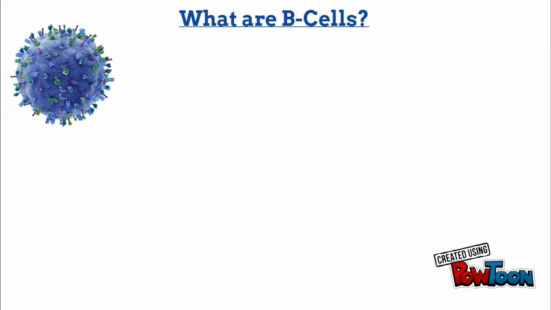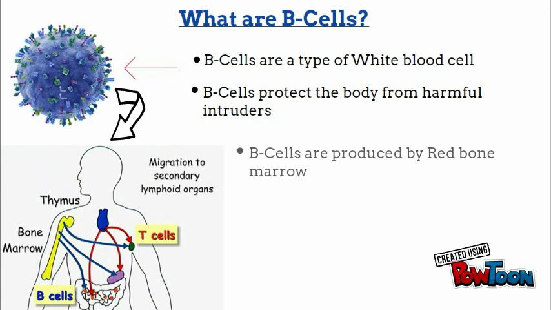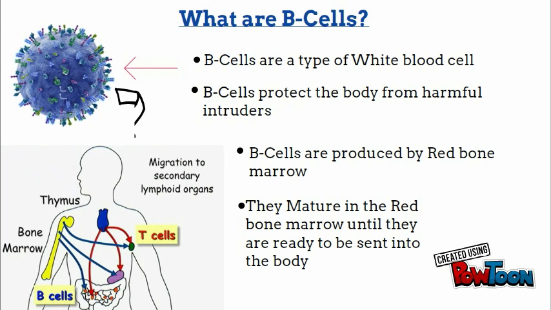What are B cells? B cells are a type of white blood cell that protects the body from intruders that may be harmful to you. B cells are produced by red bone marrow. They mature in red bone marrow until they're ready to be sent out into the body.